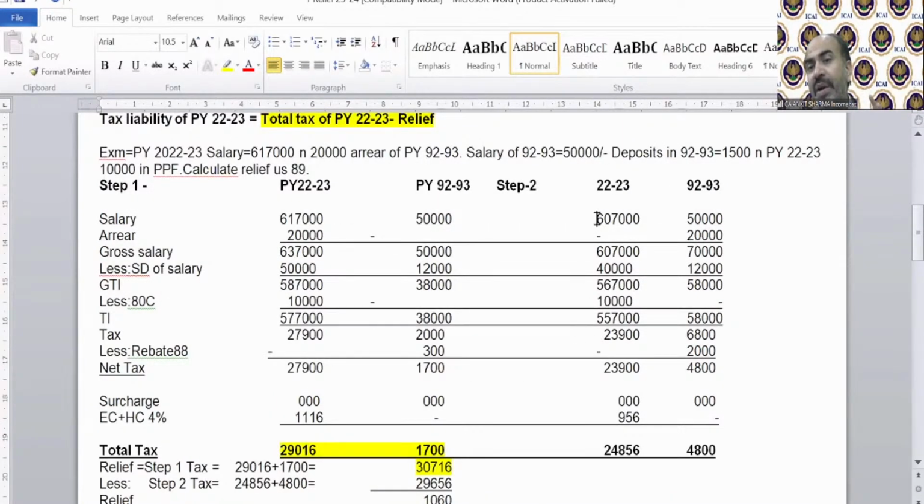Now for the previous year 22-23, I would not include arrears, but for 92-93, 20,000 will be included for calculating tax. So if arrears are not included, then my taxable income is 5,57,000 for this year, and tax will be 24,856. Clear? And after including the arrears in 92-93, the tax is assumed to be 4,800. So this tax will also be given in the examination: in previous year 92-93, without arrears tax is 1,700 and with arrears tax is 4,800.